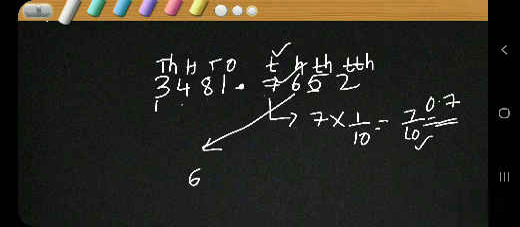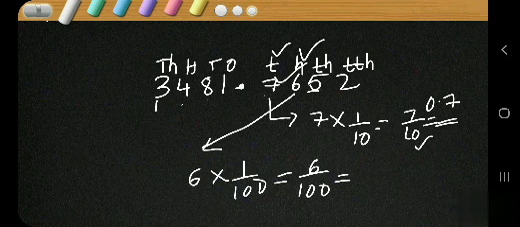The place value of 6 is equal to 6 into its place. 6 is in which place? Hundreds place. Hundreds place means 1 by 100. So 6 into 1 by 100 means 6 by 100. What is the value of 6 by 100?